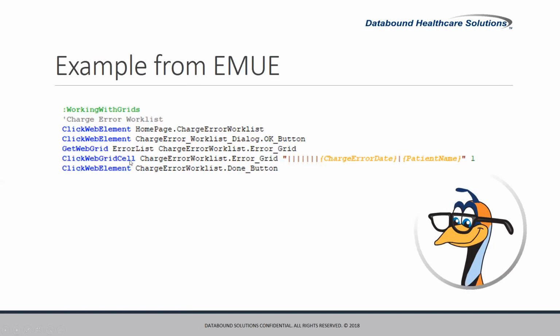And then if you want to click on a specific grid cell, this happens to be a checkbox. Column 1 happens to be a checkbox on the charge error work list. So we're looking in column 1, 2, 3, 4, 5, 6, 7, 8. We're looking for a specific error date in column 8, and then we're looking for the patient name in column 9. So we're trying to find a match on the patient name and the charge error date. And when we find that row, we click the checkbox to select that row. I think it's relatively straightforward.